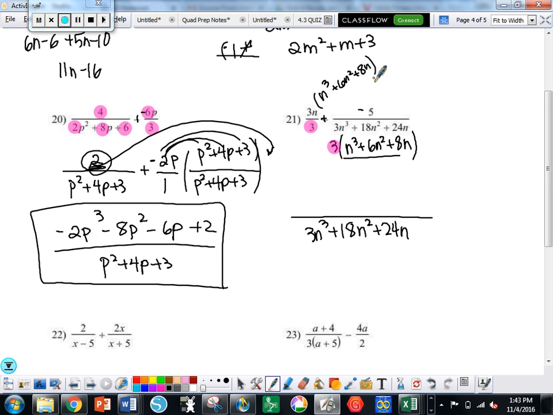So let's distribute the 3n to this. So you'd have 3n to the 4th plus 18n cubed plus 24n squared, and then minus 5.